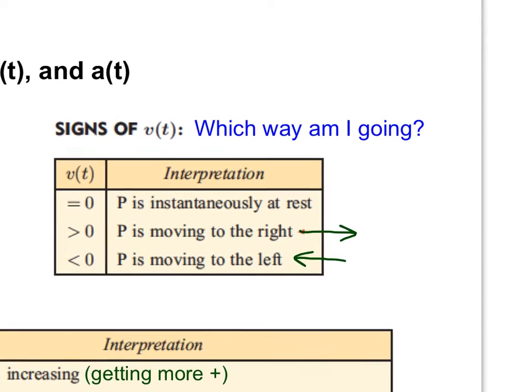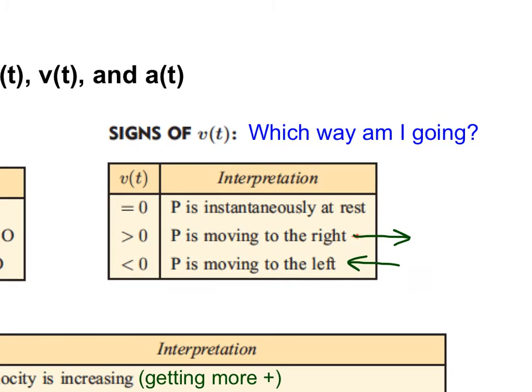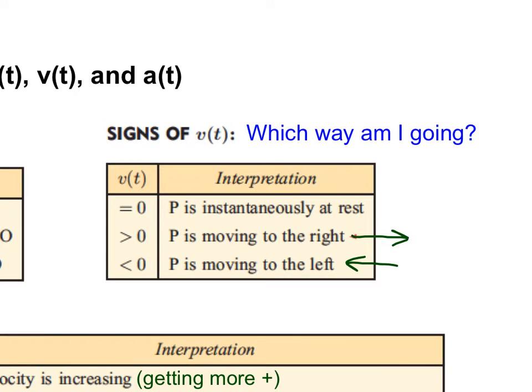The velocity is telling us which way am I going, okay? If the velocity is 0, then at that moment we happen to be at rest. Anytime we change directions from going to the right to going to the left, there's a moment when we are holding still. Just like when we were finding max and min points, there was a moment when the rate of change was 0. Okay? Same idea here.